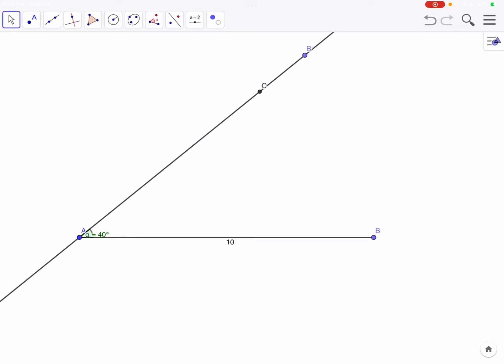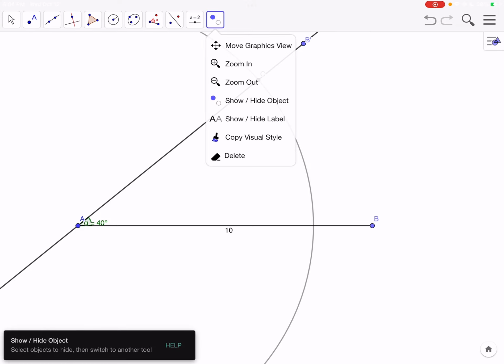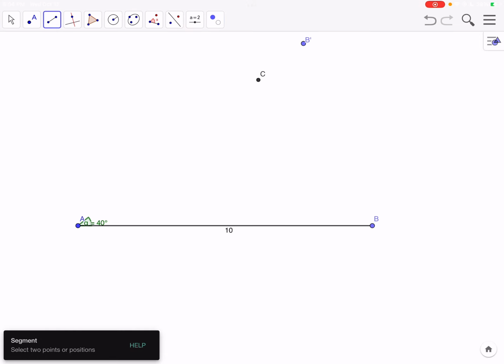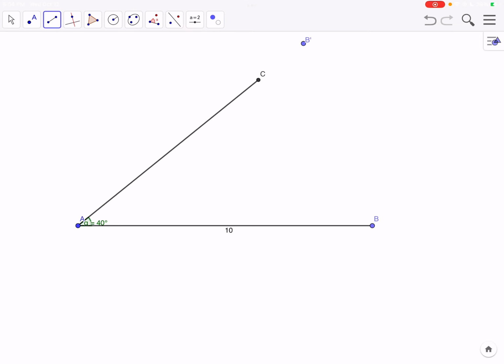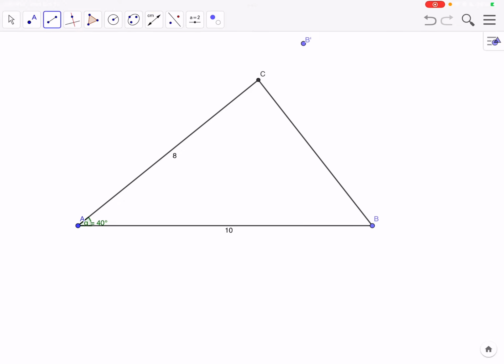So point C is the correct distance. Actually, I'm going to hide one more thing. I'm going to hide that line. Okay. If I draw a segment from A to C, is it the correct length? Yeah, it's 8. Did I make the triangle that we described? Does it have lengths of 10 and 8 with the included angle being 40 degrees? The answer is yes. Well, how many ways can we finish this triangle? There's only one more side to draw, and there's only one way to draw it.